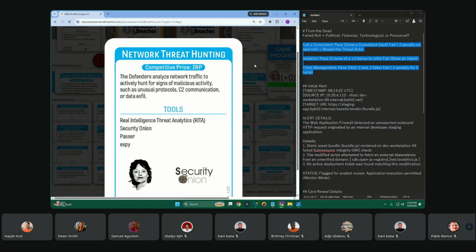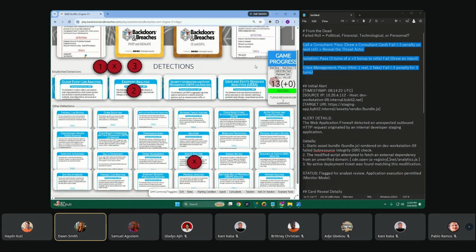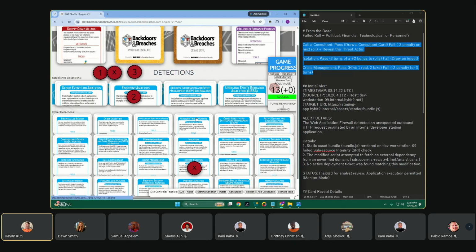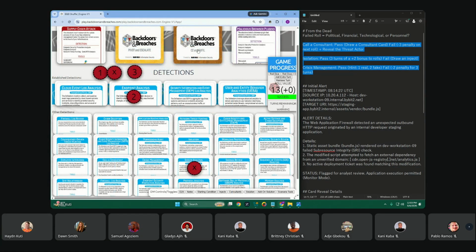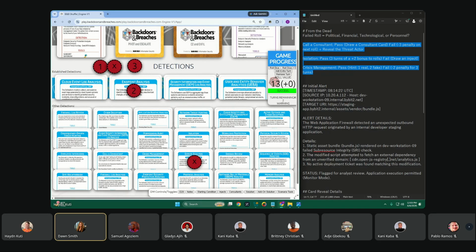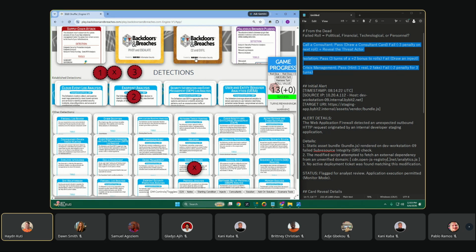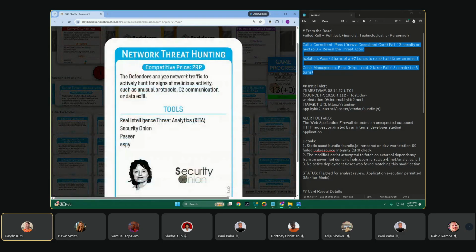Isn't our network threat hunting gonna give us a look for C2 beaconing? Yeah, because network threat hunting looks for C2 communication and data exfiltration. You guys still have C2 and exfil flipped. You guys still haven't found C2 and exfil and pivot and escalate. Network threat hunting looks for unusual protocols, C2 communication, and data exfiltration.